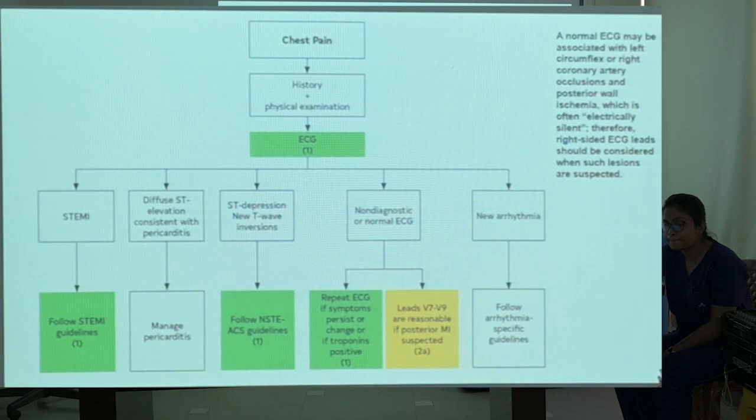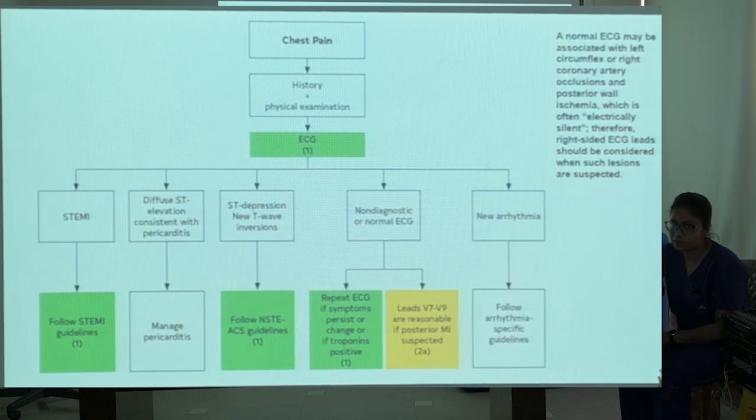Should we proceed? Yeah. When a patient with chest pain comes to our setup, for the initial evaluation and diagnostic testing, we evaluate the patient by history and physical examination, and the primary investigation is the ECG. Depending upon the ECG findings, we follow the different guidelines. So in the ECG, if we find ST elevation MI, we will follow the ST elevation MI guidelines.